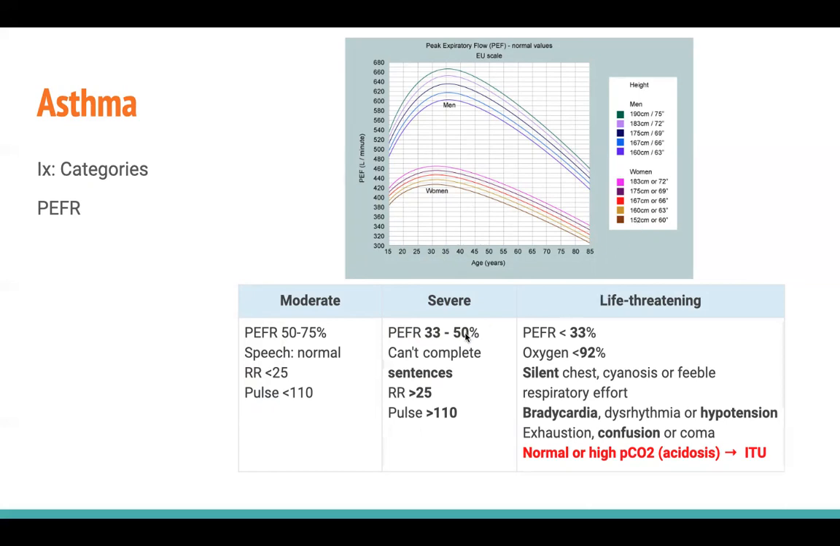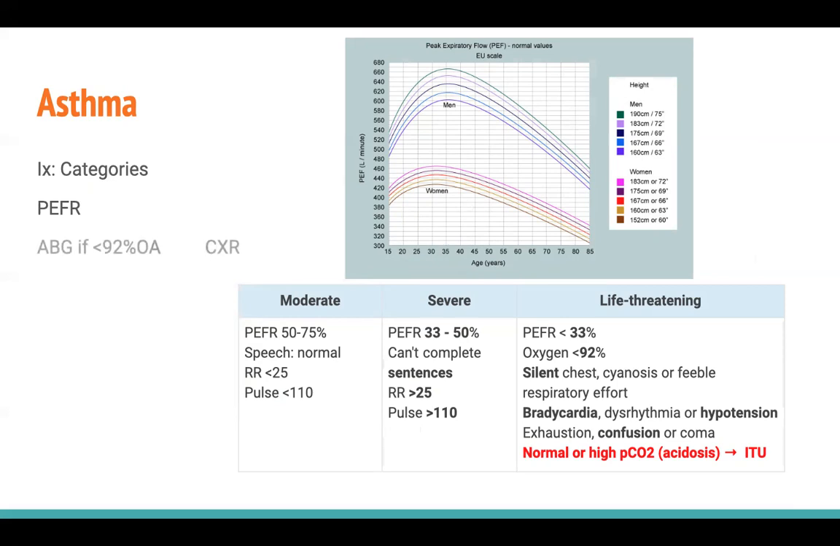If it's up to 50%, then it could be classed as severe. If less than a third of the normal, then this would be life-threatening. And again, we spoke earlier about not being able to complete sentences and having a silent chest. It's important to admit patients who have either life-threatening or severe asthma. It's important to also admit patients who didn't respond to initial treatment regardless of their categorization.